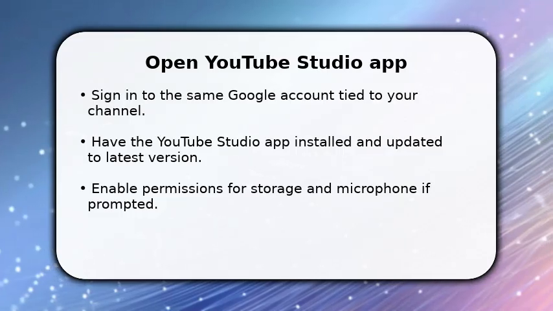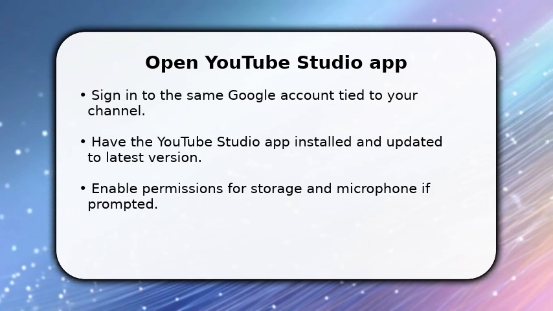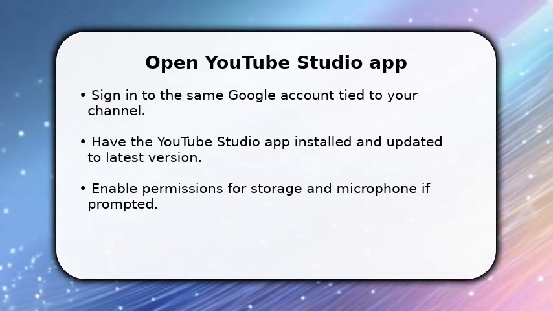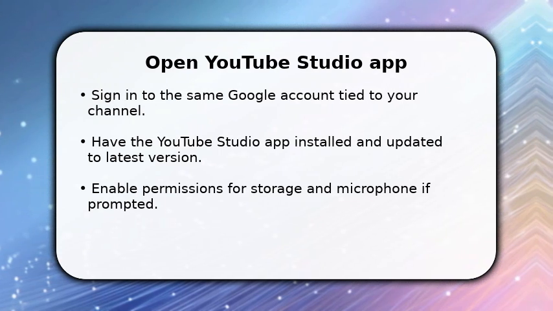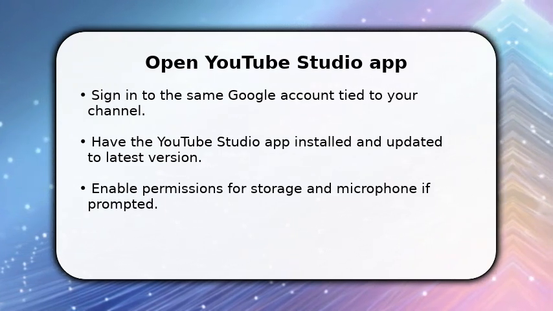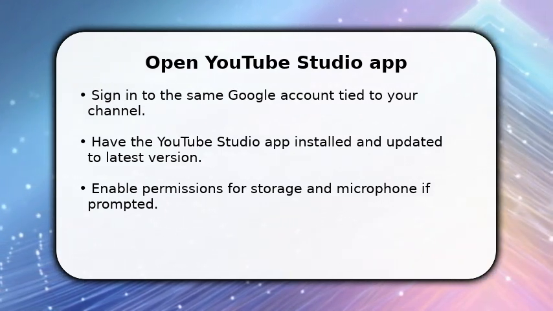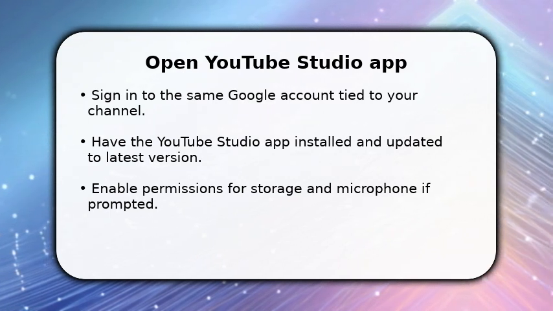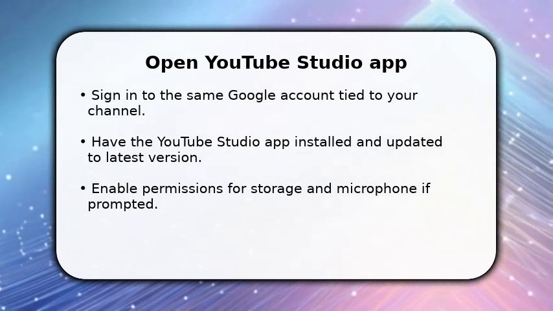You open the YouTube Studio app and sign in with your channel account. This ensures your studio features show correctly. Once signed in, tap the profile icon, then choose YouTube Studio if not automatically placed. Make sure the app is updated. Older versions can hide features.